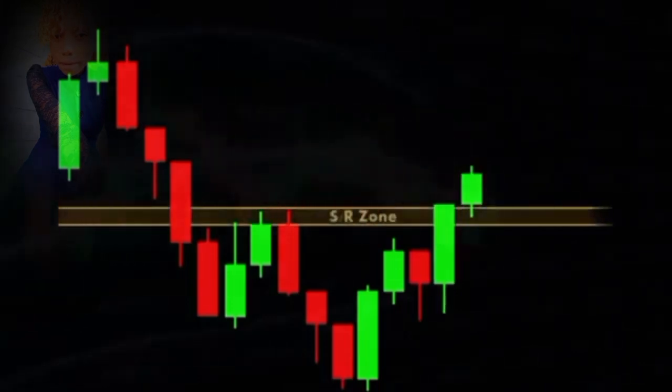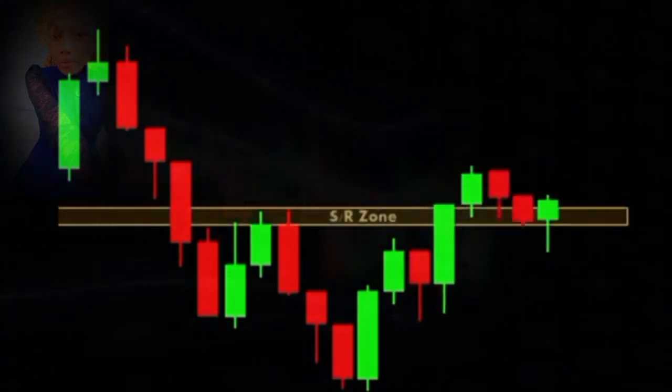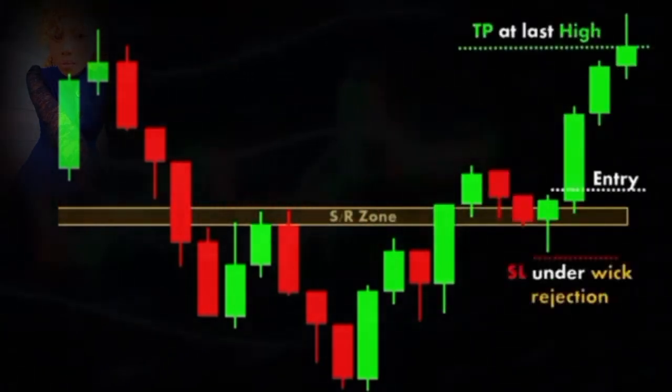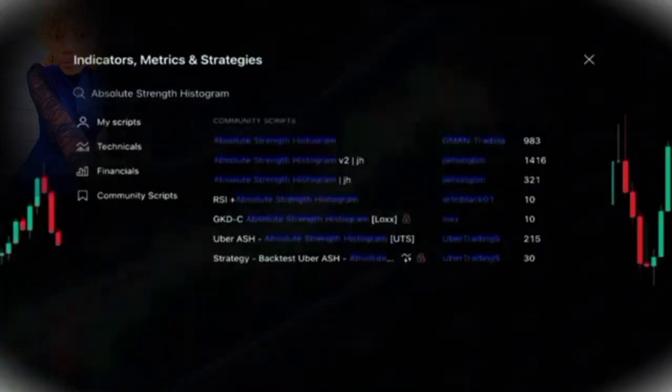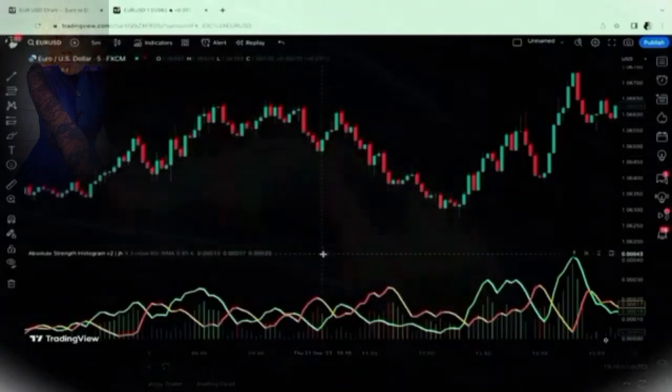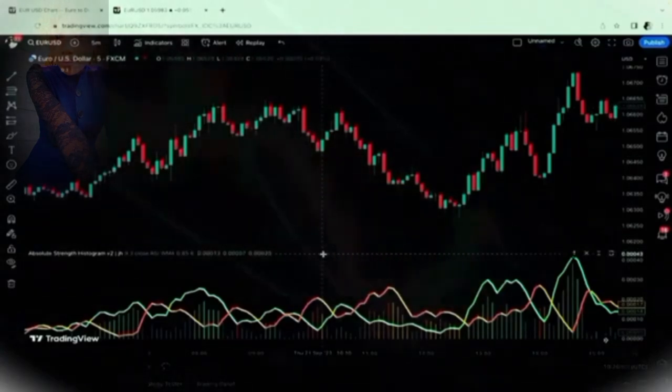So in this video, I want to introduce 5 scalping indicators on Tradingview that are the best and most accurate indicators for scalping. The first one that I want to introduce is absolute strength histogram. It gives us a view on the absolute strength of movements in the market.